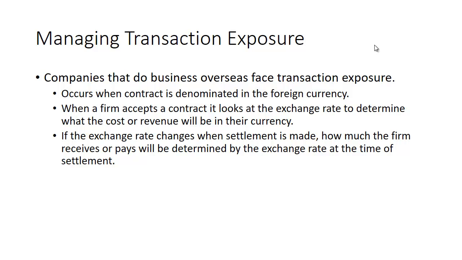Let's talk about the concept of managing transaction exposure. Now, companies that do business overseas face transaction exposure. And this occurs when a contract is denominated in the foreign currency. So when a firm accepts a contract, it looks at the exchange rate to determine what the cost or the revenue will be in their own currency. If the exchange rate changes when settlement is made, how much the firm receives or pays will be determined by the exchange rate at the time of settlement.